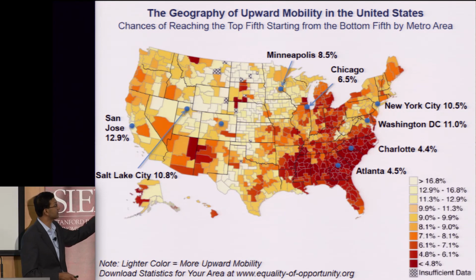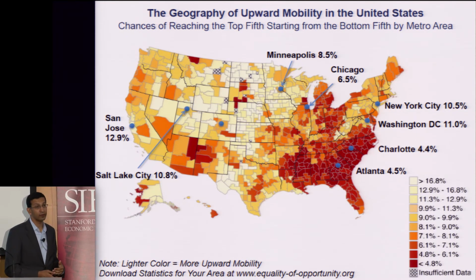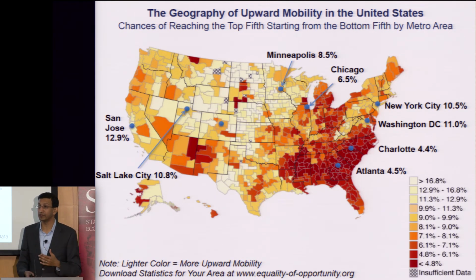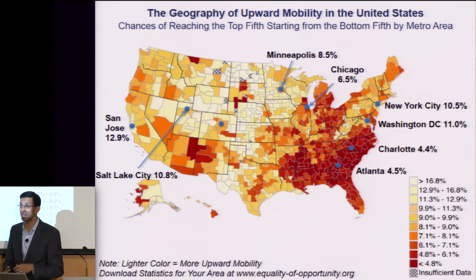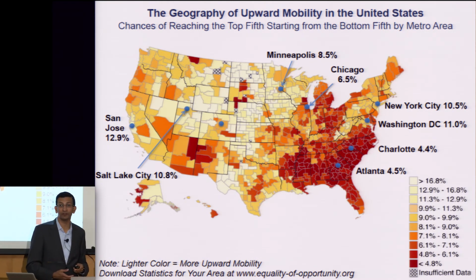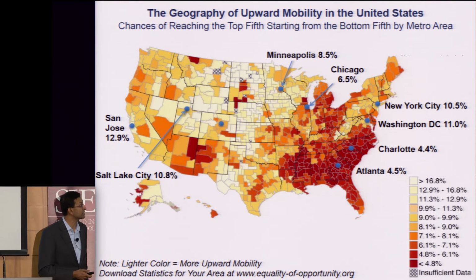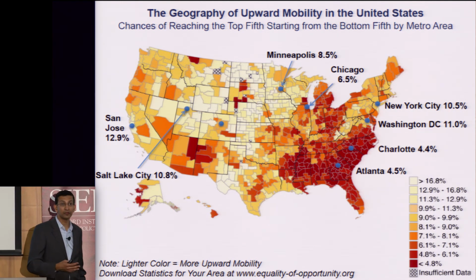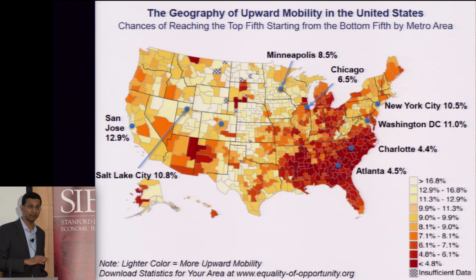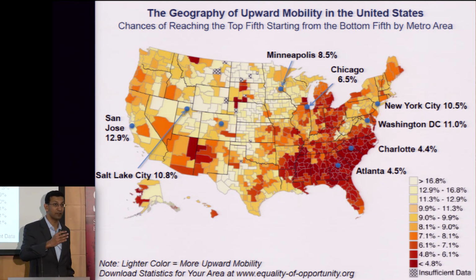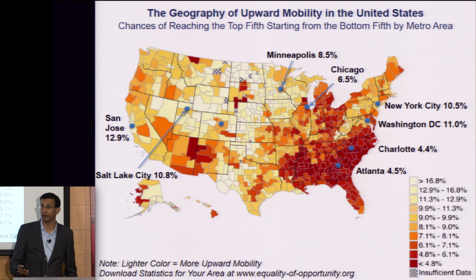There are some places like the middle of the country where your odds of climbing from the bottom fifth to the top fifth exceed 16%, higher than the numbers we saw for Denmark and Canada, for instance. At the other end of the spectrum, if you look at places like Atlanta and Charlotte, your odds of climbing from the bottom fifth of the national income distribution to the top fifth are less than 4.5%, less than any country for which we currently have data.